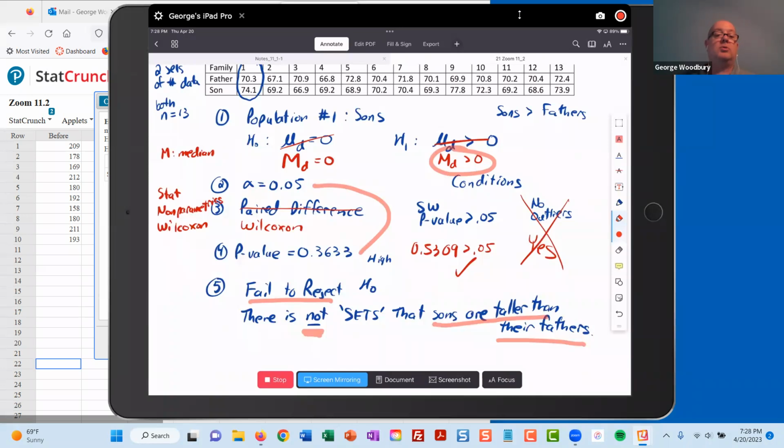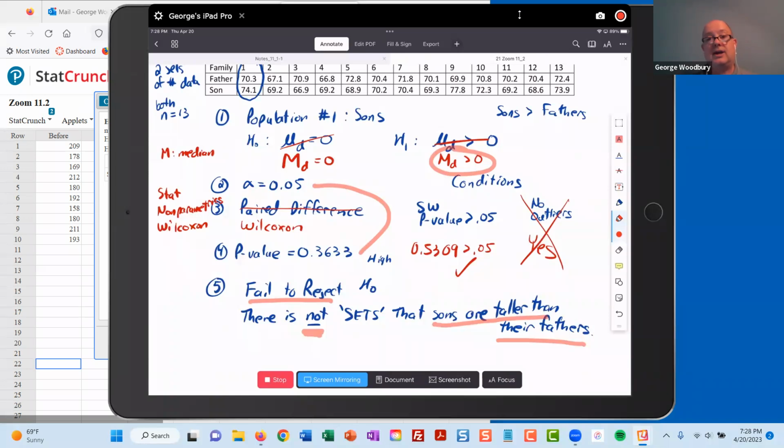And so you want to be really careful with those conclusions, because on the final exam, you're going to be asked to interpret that. And so it'll be a multiple choice question. You'll be asked, I proved that I showed that sons are taller than their fathers. I couldn't show that sons are taller than their fathers. I showed that sons are shorter than their fathers. You'll be given options like that, and you've got to figure out which one is the right one.